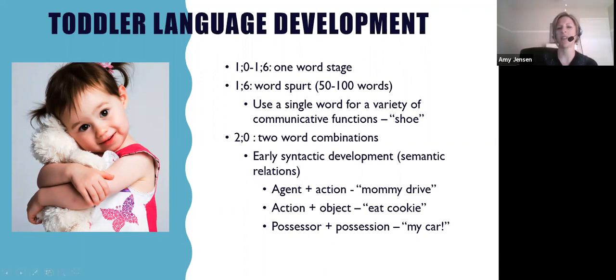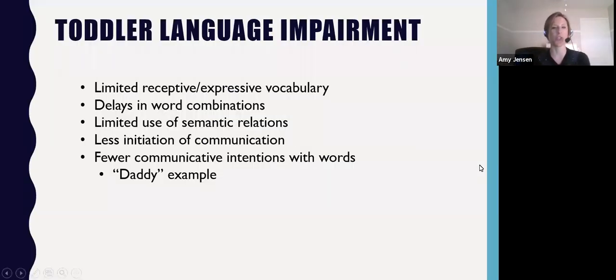They start to understand that a single word can have multiple communicative functions, like "shoe." It could be a protest. It could be a question. Or a request for help. So they begin to understand that. And then around 2 years of age, we start to see 2-word combinations develop, and early syntactic development and understanding of how words relate to each other, semantic relations. So action words, object words, possessor and possession, my car, right? Toddlers definitely get rules of ownership.